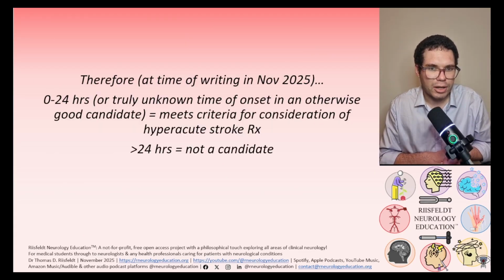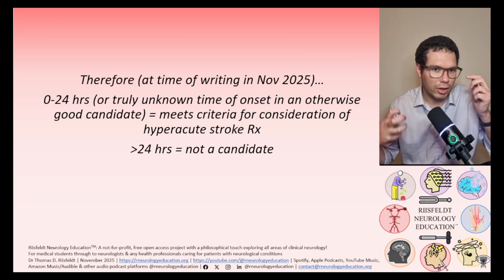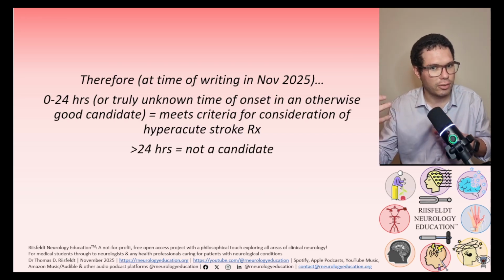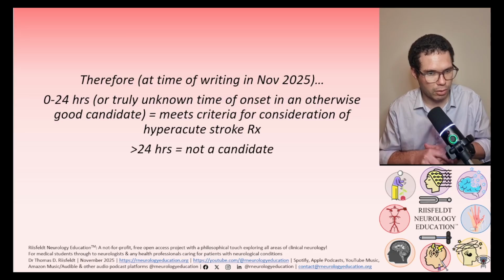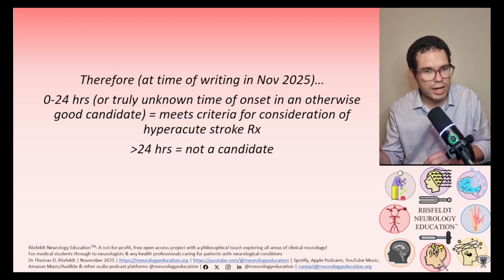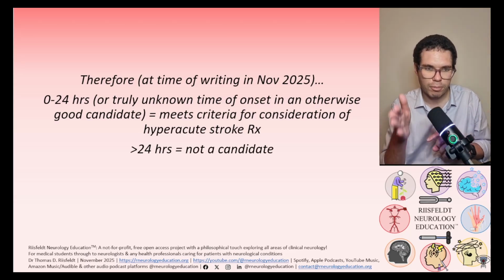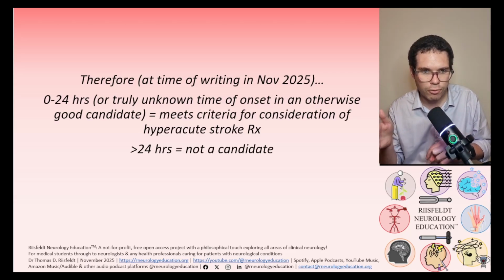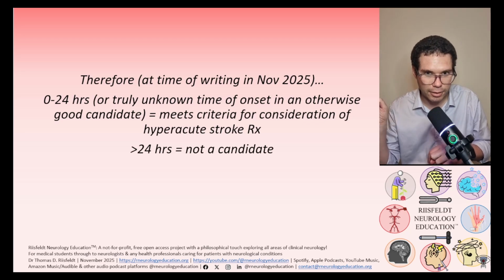So, how are we going to summarize this? How are we going to remember how to think about timeframes in acute stroke medicine? Well, basically, at the time of writing, November 2025, anyone presenting between 0 hours and 24 hours of the time last seen well is a potential candidate for hyperacute stroke management. So all you basically need to remember, between 0 hours and 24 hours is a big green tick.